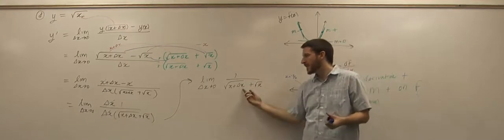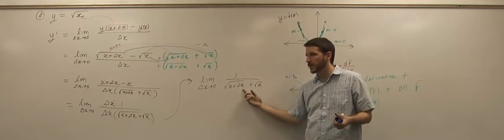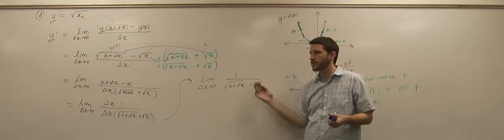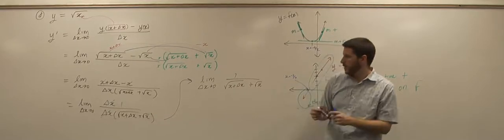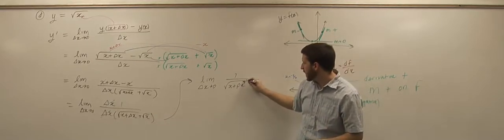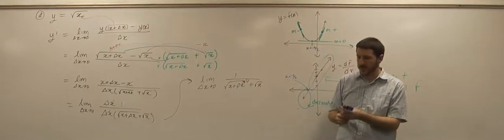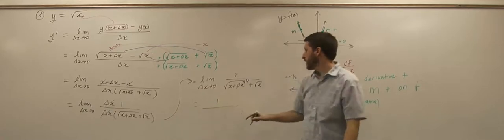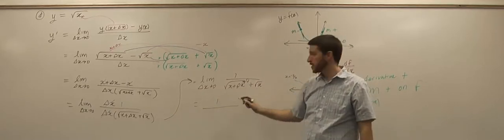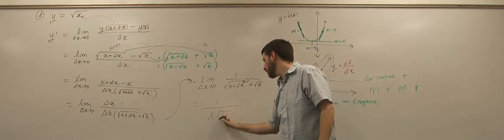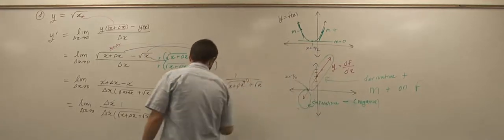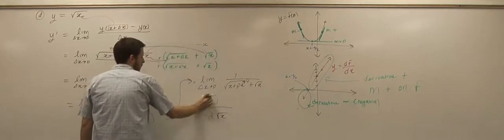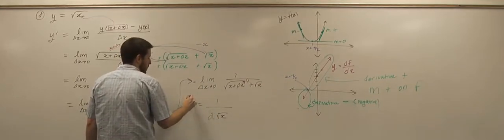There's a delta x on bottom, but it doesn't make the bottom 0 anymore. Right? If you plug this in, this guy goes away, but you still have stuff left over. So you will plug in 0 for delta x here, since it doesn't make the whole bottom 0. And then you will get 1 over root x plus root x, which is 2 root x. That's what your derivative function is.